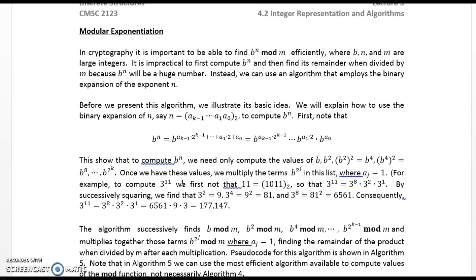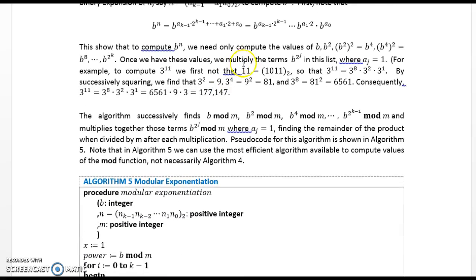So here we have an algorithm for modular exponentiation, and what we're going to do with this modular exponentiation is we're going to take the exponent and give the binary representation of the exponent. Here what we can see is we have 3 to the 11th. And so the binary exponentiation of this is 3 to the 8th times 3 squared times 3 to the 1. And what we're going to do is we're going to take our 3 and keep squaring it every time.